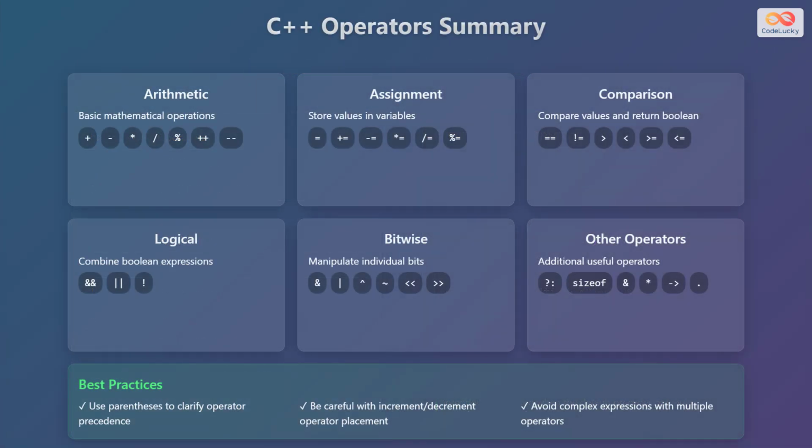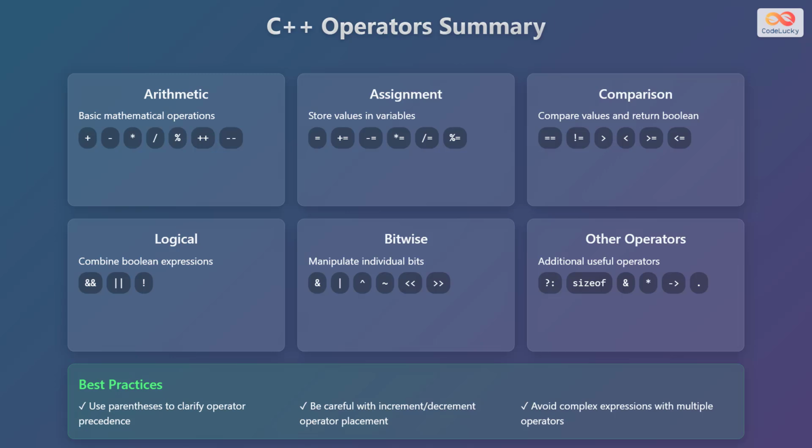Let's summarize the C++ operators we've covered in this video. We discussed arithmetic operators, which perform basic mathematical operations such as addition, subtraction, multiplication, division, modulus, increment, and decrement. We also covered assignment operators, which store values in variables using operators like equals, plus equals, minus equals, asterisk equals, forward slash equals, and percentage sign equals.